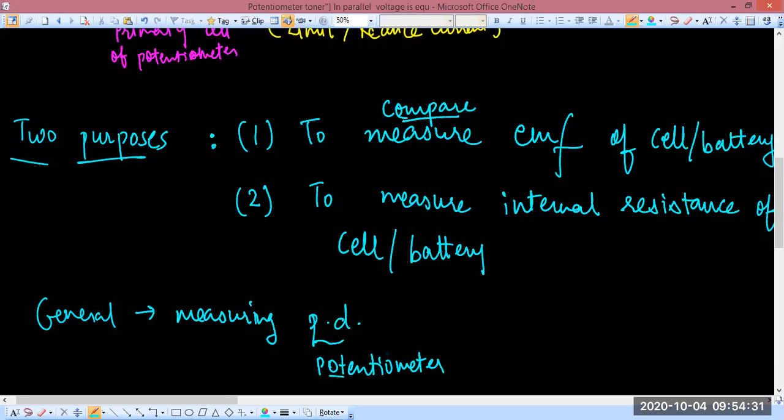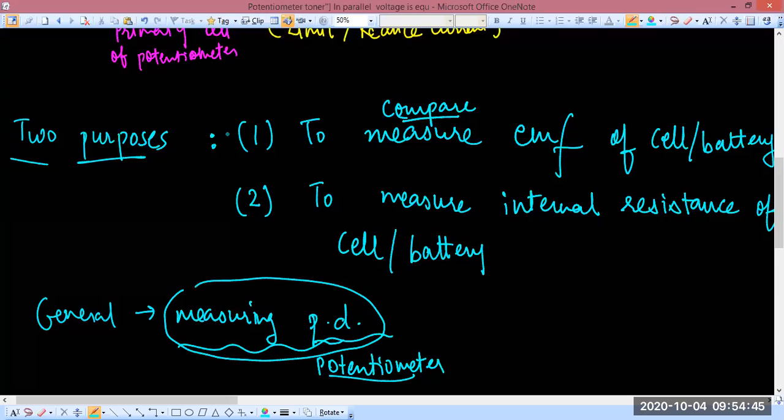I hope that makes sense, right? The general use of a potentiometer is that it's measuring potential difference. But if we measure the potential difference, what do we get? We get these two purposes. That's what we are going to talk about. Clear why it is given this name?